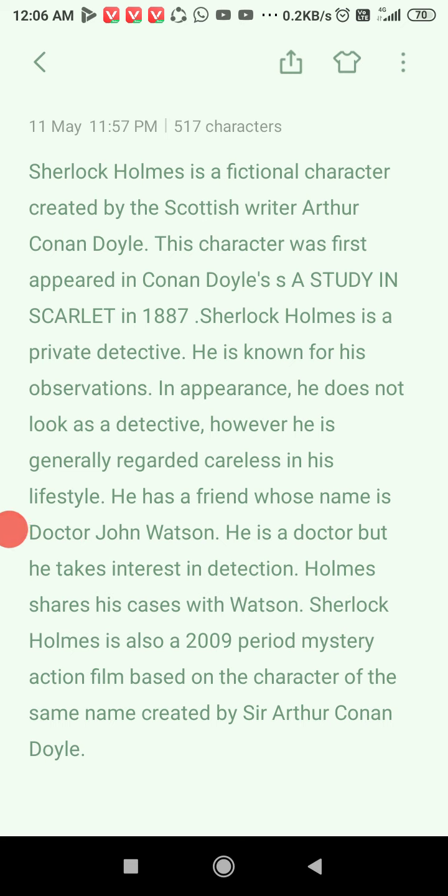Now we will discuss Sherlock Holmes. Okay, see, whatever I'm going to discuss about Sherlock Holmes is not given in your chapter. But why am I describing it here? Because knowing about Sherlock Holmes is an interesting point that you will understand after the explanation of the chapter. Okay, Sherlock Holmes is a fictional character created by the Scottish writer Arthur Conan Doyle.